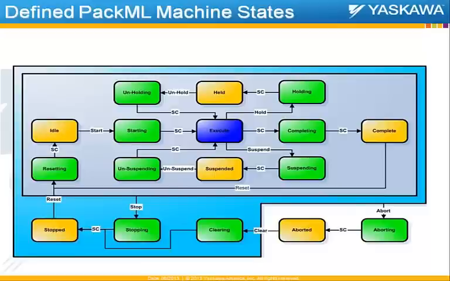So it may be starved for raw materials that are coming in, and so it has to go into a suspended state. And when materials are available, then it resumes execution. Or it may be blocked by an outgoing process, something downstream. So those are a couple of important things to know for some of the data collection in their OEE system.